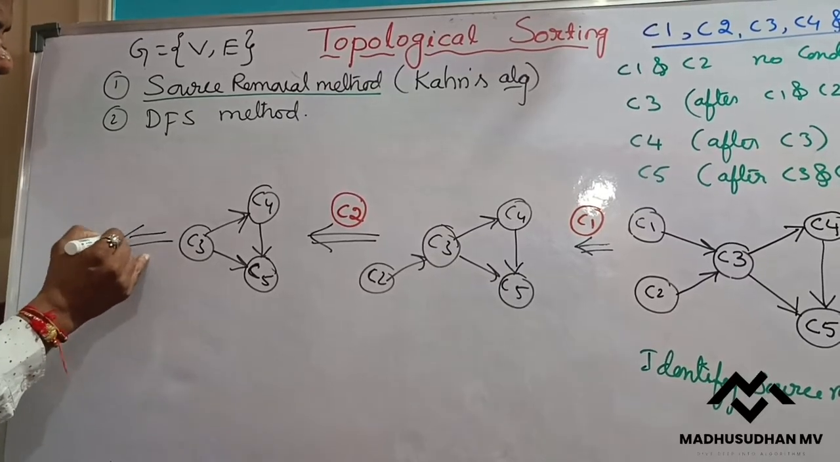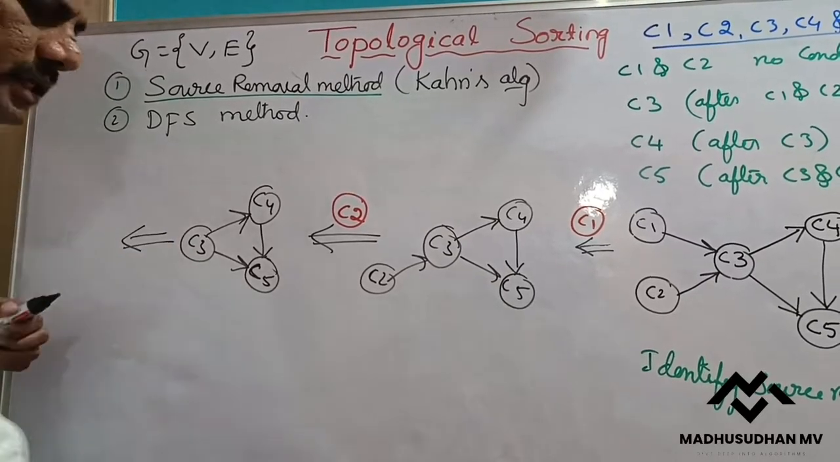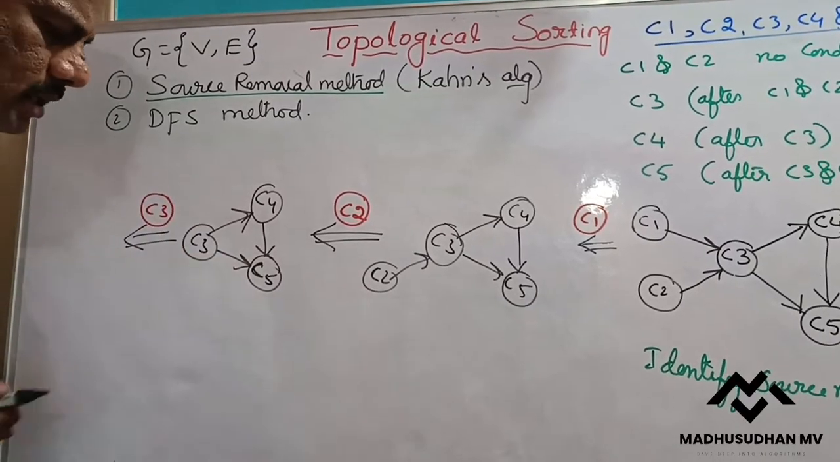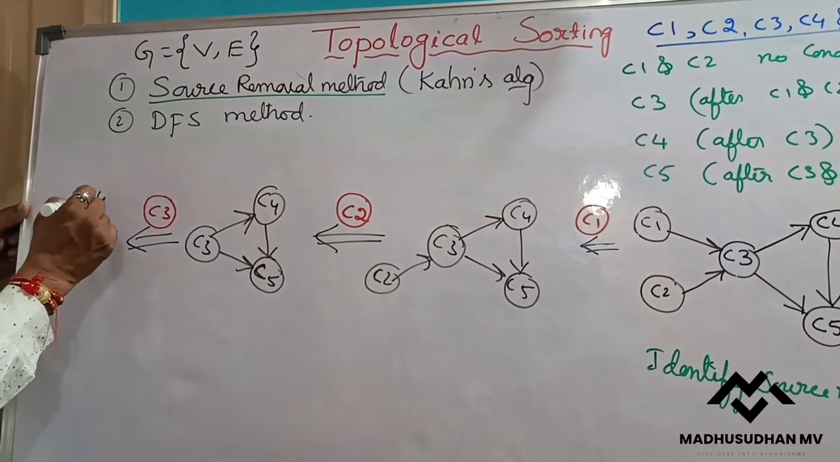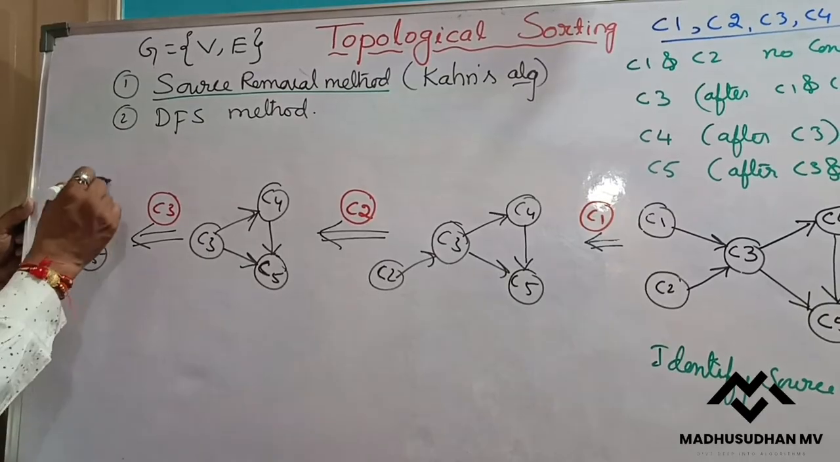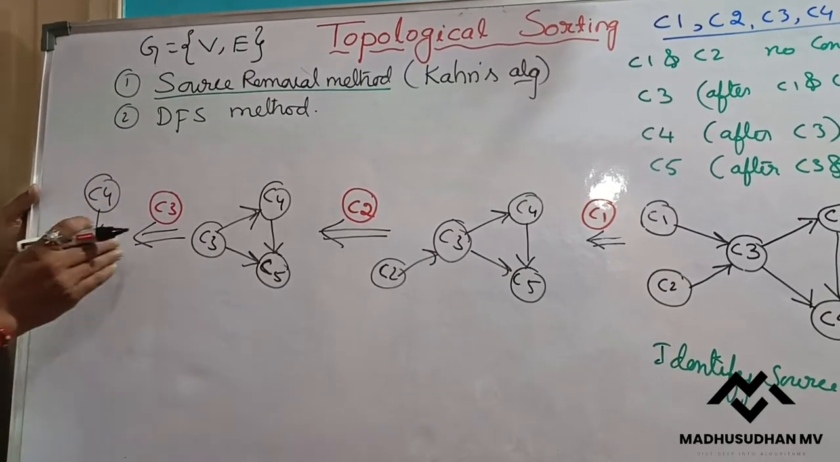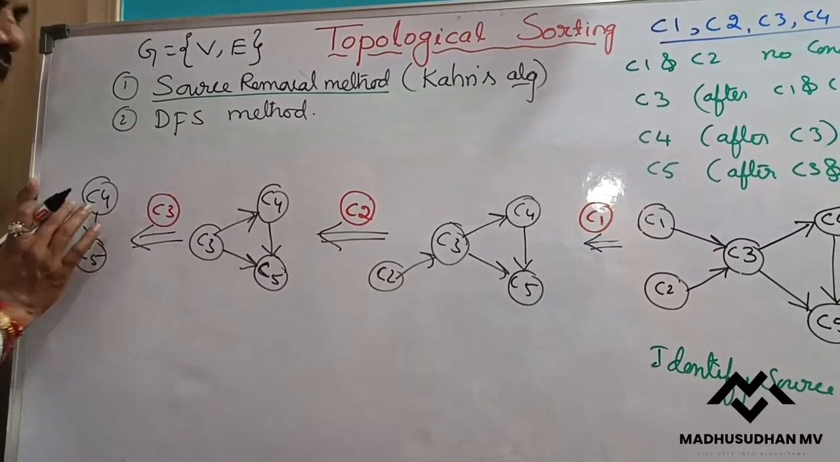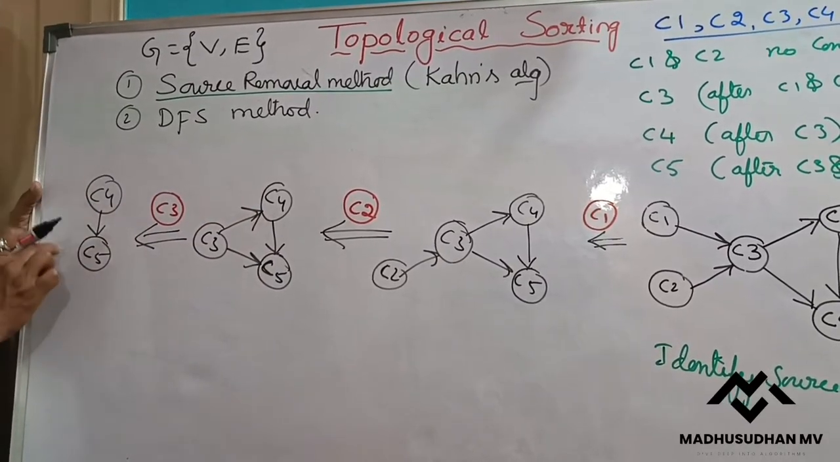So now I will remove C3. Node C3 is the source node, so I will remove this. If I remove it, what will I get? C4, C5. When I remove C3, its corresponding outgoing edges are also removed. Now I am left with only C4 and C5.